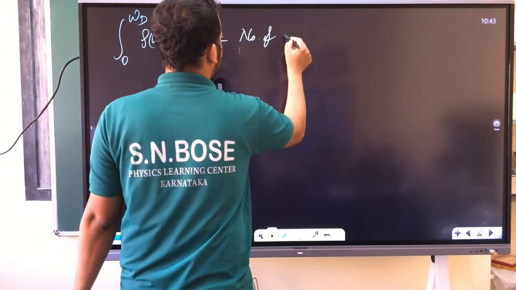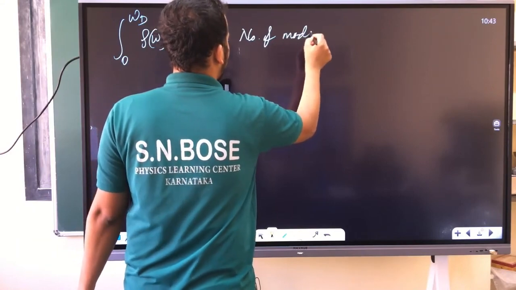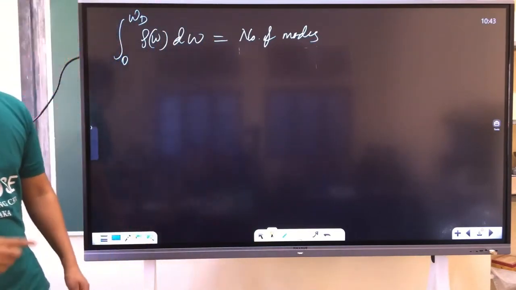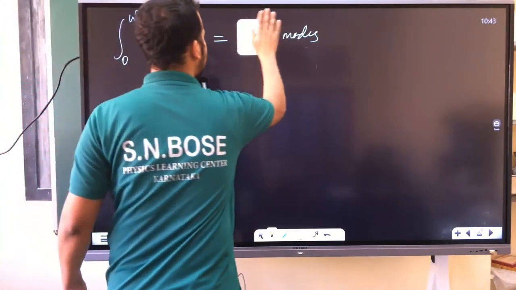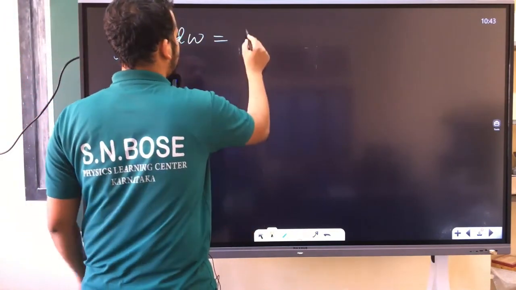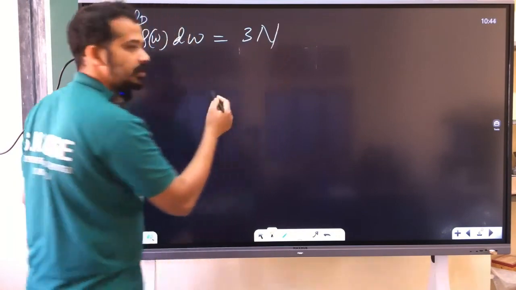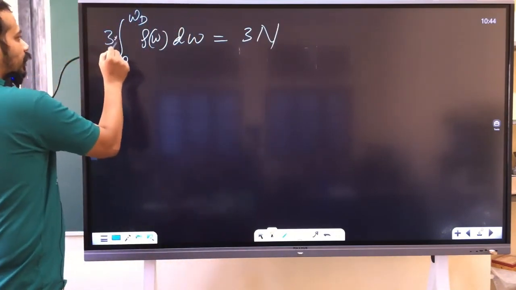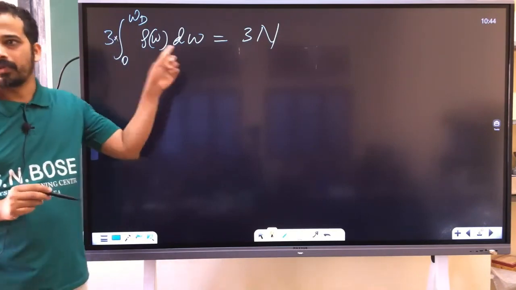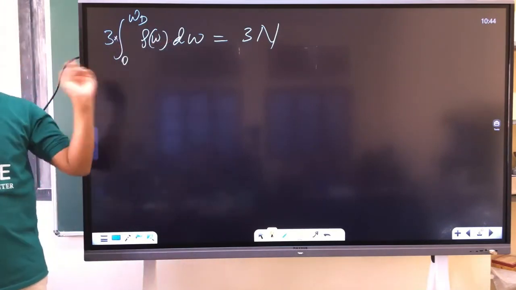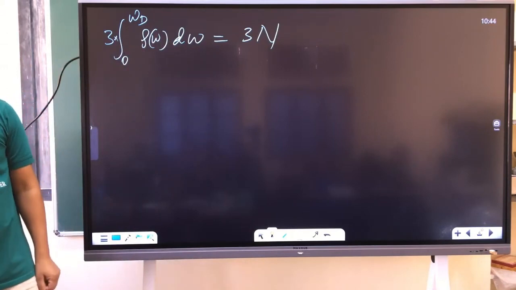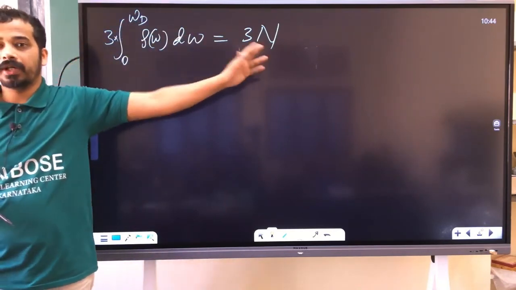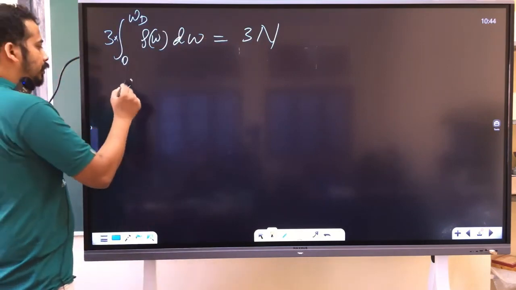Or rather the number of degrees of freedom. In our case it will be 3N for N particles in 3 dimensions, but you need to take 3 here for the polarization states of phonons. That 3 will get cancelled. Got my point? Now here, this omega D's proportionality with N by V will come, because rho of omega contains volume.